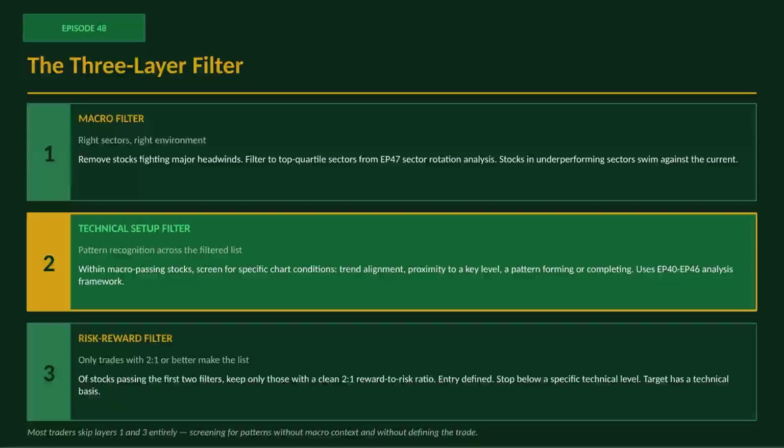Most traders skip layers 1 and 3 entirely. They screen for patterns without macro context and without defining the trade structure. The result is a long list of stocks they do not know how to prioritize. Prompt 1 applies the macro filter to build a curated starting universe.